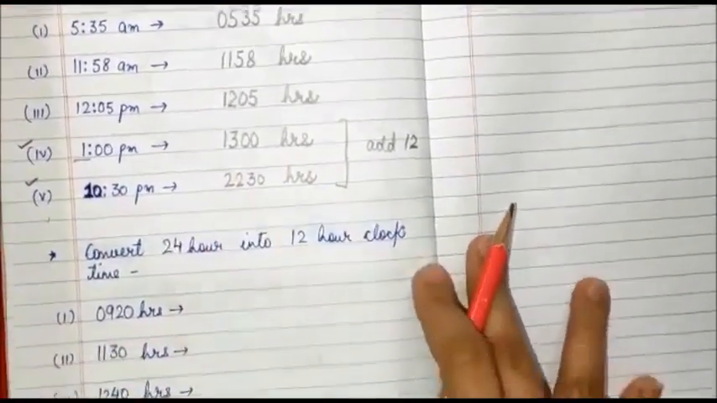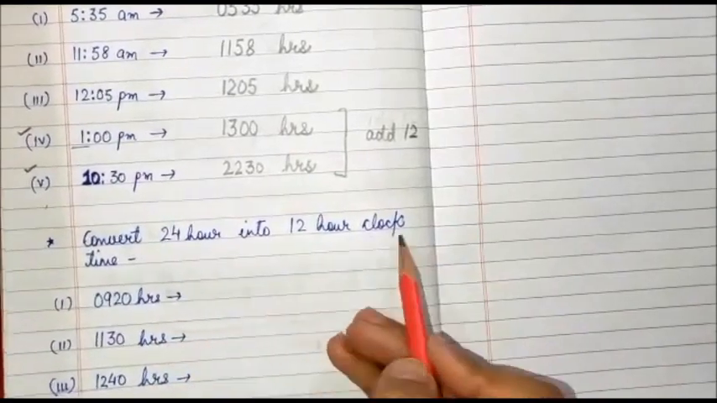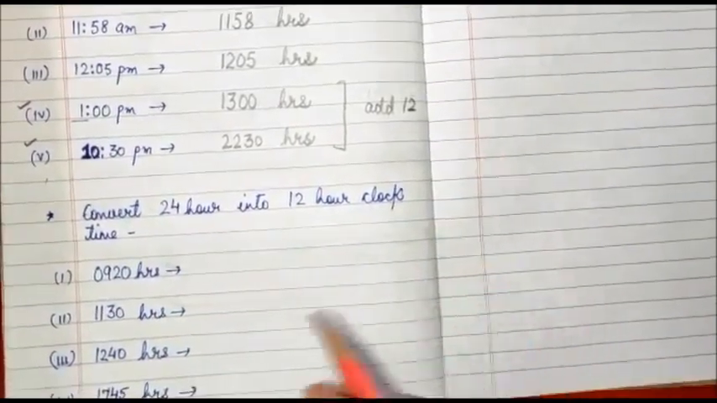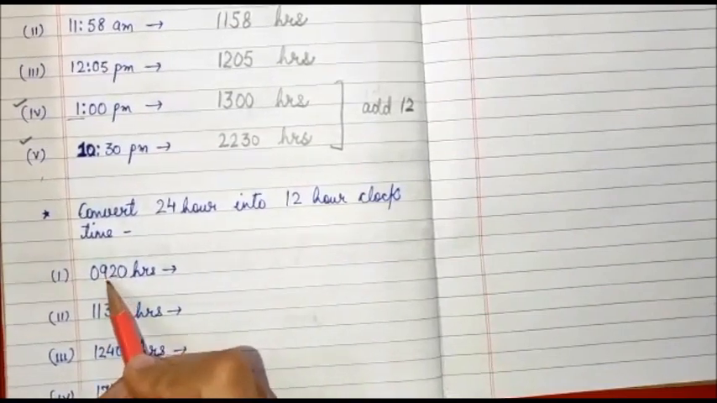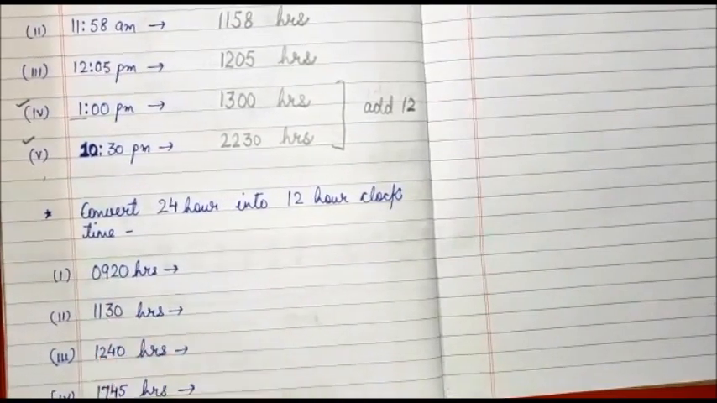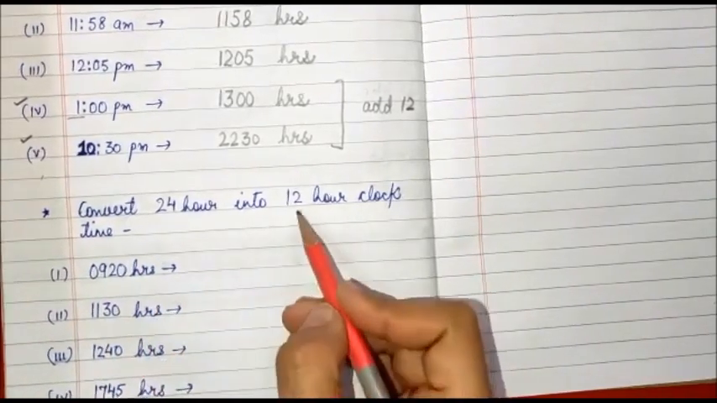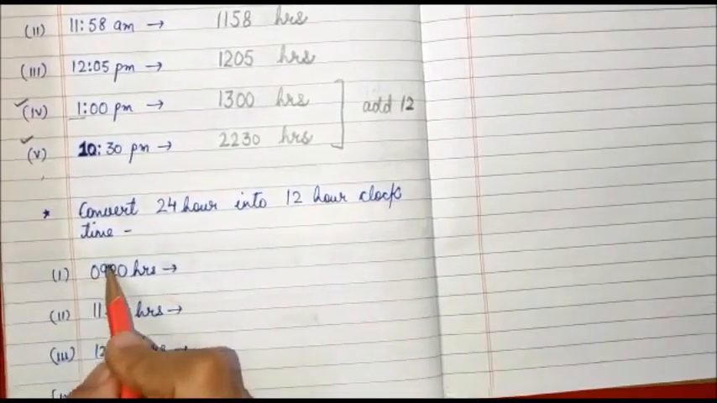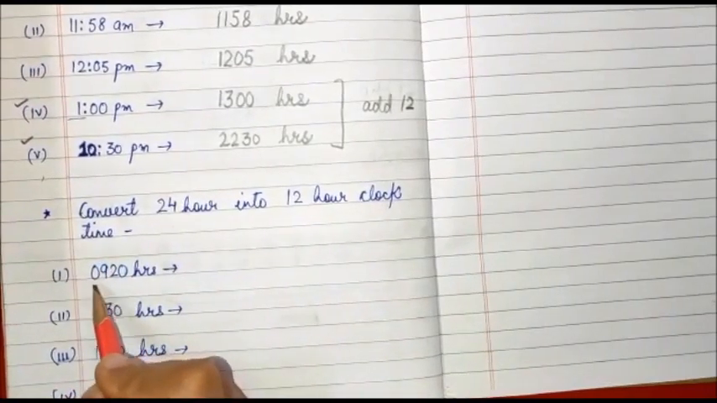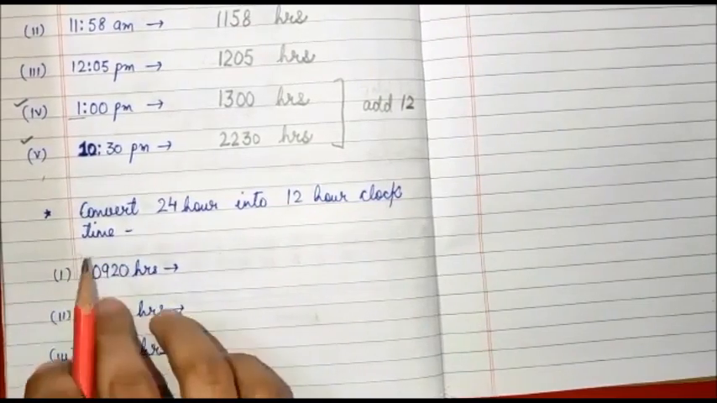Now let's do the other way. Convert 24-hour clock into 12-hour clock. Again, very easy. You can see I have written the timings in 4 digits. No dots in between. It shows that this is the time given in 24-hour clock, and I have to bring it into 12-hour clock. Now, how to see this? Just look at the first 2 digits. If the first 2 digits are less than 13, why?